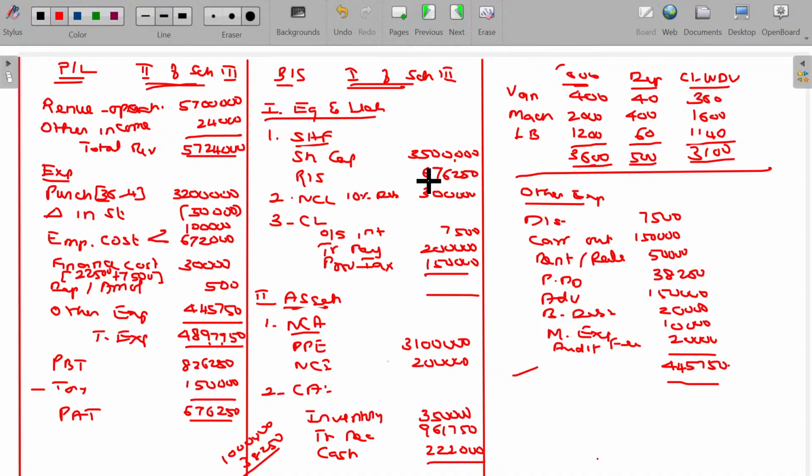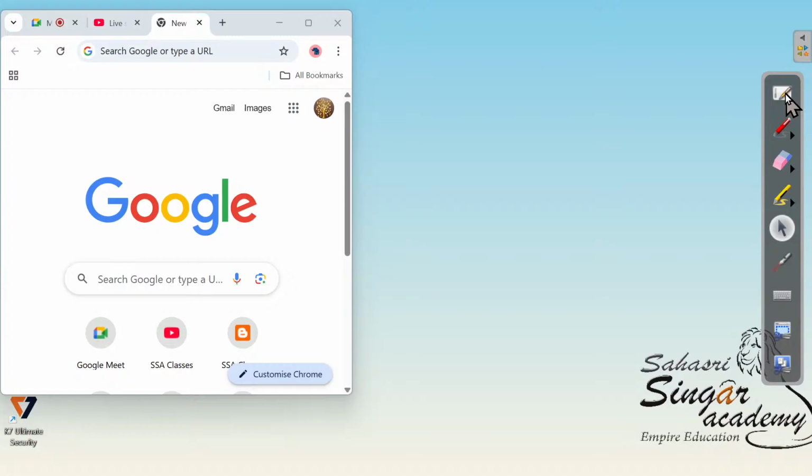6,76,250. So we don't have any other schedules. Finish up tallying the equity and liabilities here. The total of equity and liabilities being 48,33,750. The total of assets being 48,33,750. It's now tallying, right? Clear? So with that, company final accounts concepts is completely over. A few more aspects are going to be covered so that this chapter will be completed.